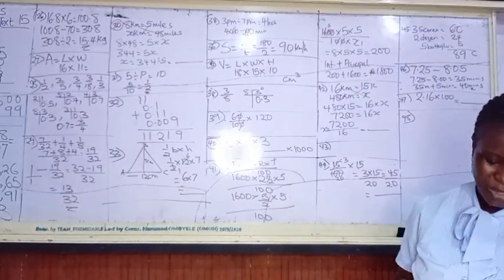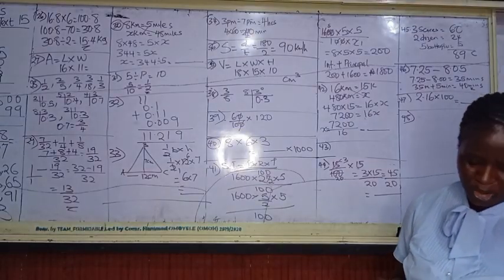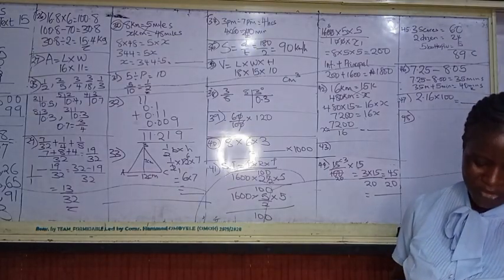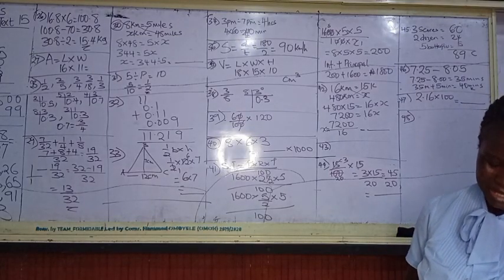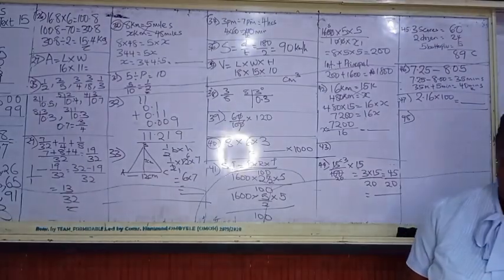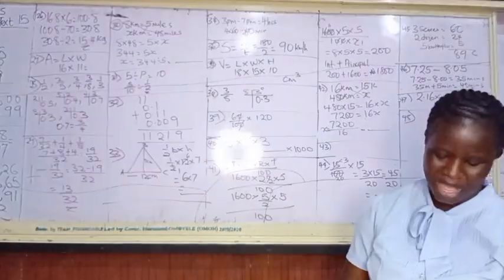Number 48. A truck tank was 3/5 full of petrol. 21 liters was added and it is now 5/6 full. How many liters of petrol can the tank hold? What we will do first is 5/6 minus 3/5. Let's do it.